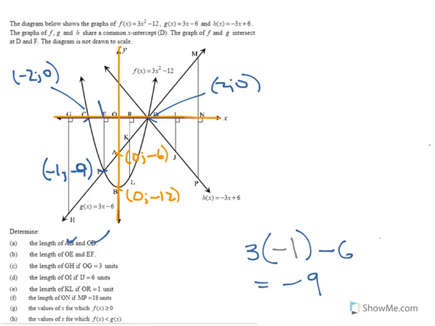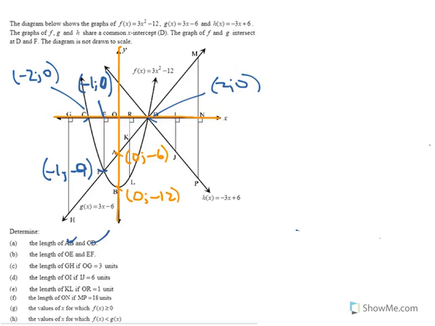So now we know that the coordinates of E are going to be minus 1, they're going to share an x-coordinate in common, and because it's on the x-axis, the y-coordinate is going to be 0. And so OE is 1 unit then, right? OE is just 1 unit because it's 1 unit away from the origin. And EF is 9 units. There's a difference of 9 units between these two. 0 minus minus 9, if you want to go the calculation route.